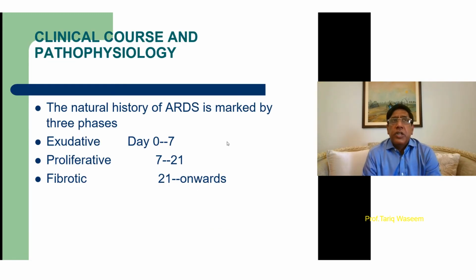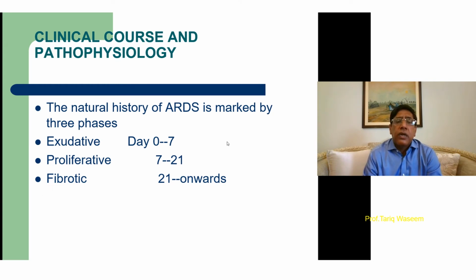So what is the natural course of this ARDS? As we had just shown in the diagram, it can be considered in three phases. The first phase is when there is an exudation of fluid, along with blood products, from the capillaries into the interstitial space and into the alveolar space, and this lasts for about 0 to 7 days.